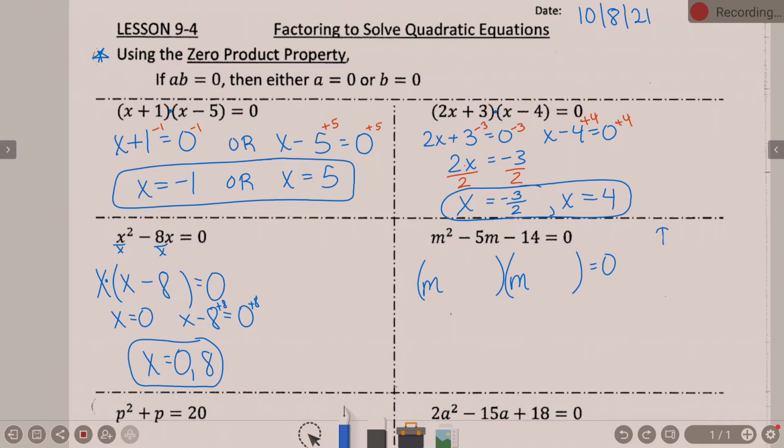So if we just talk a product of the C value, which one's C? 14. So we're going to need a product of negative 14 and a sum of negative 5. Which actually, I should say a sum of the B term, which in this case is negative 5. So remember, when it's just x squared plus or minus an x term plus or minus a number, we can set up 2 parentheses. m squared breaks into m times m.